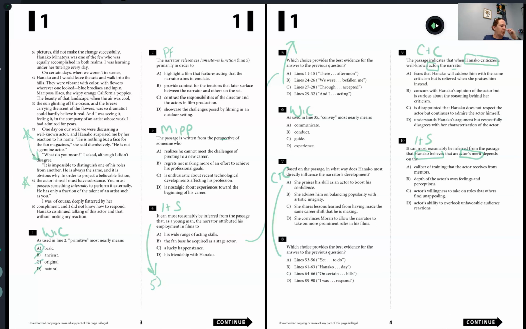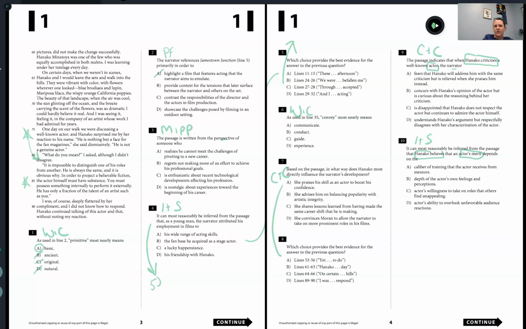Okay, so number 2, why do we refer back to this movie? We know that we had talked about how difficult it was, how basic their productions were, and the storms and the heat and all these things. And we know that there's no copies of Jamestown Junction left, and so no one's ever seen it. Highlight a film that features acting that the narrator aims to emulate. Well, that means to copy, and the narrator is actually in that film, so we can get rid of A.